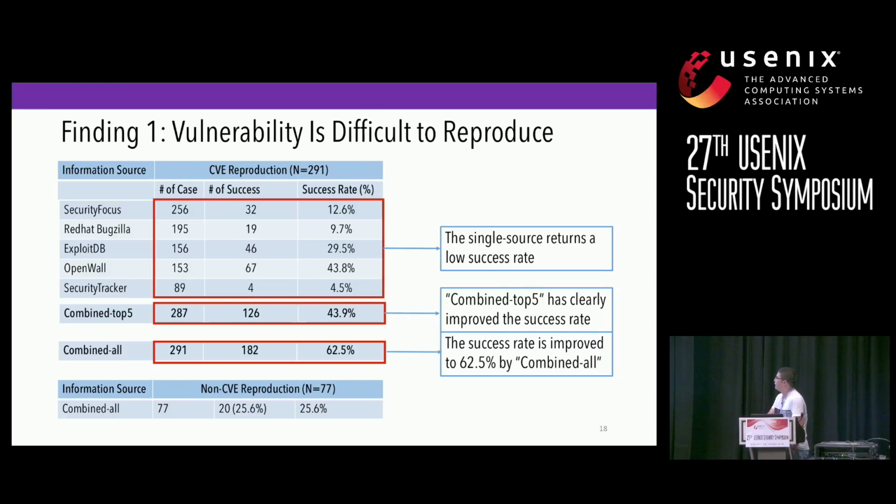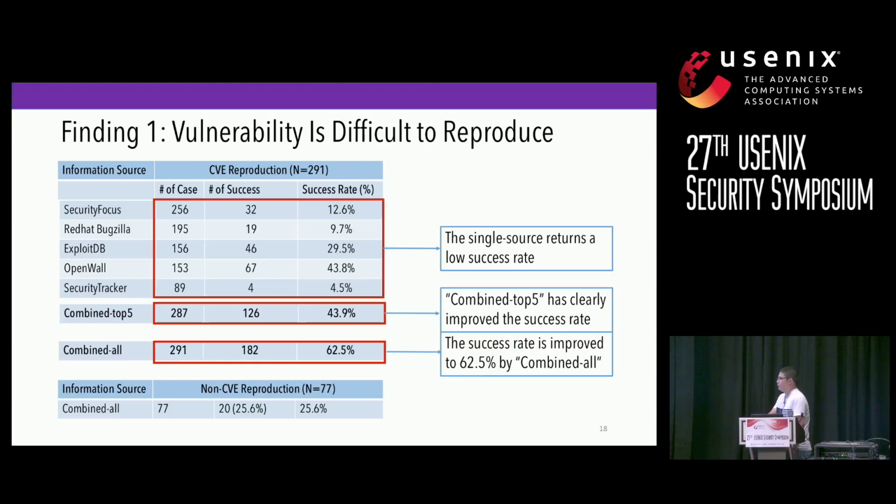And from this table, we can have several observations. First, the single source returns a low success rate. Second, combining the top five has clearly improved the success rate. The success rate is improved to 62.5% by combining all.